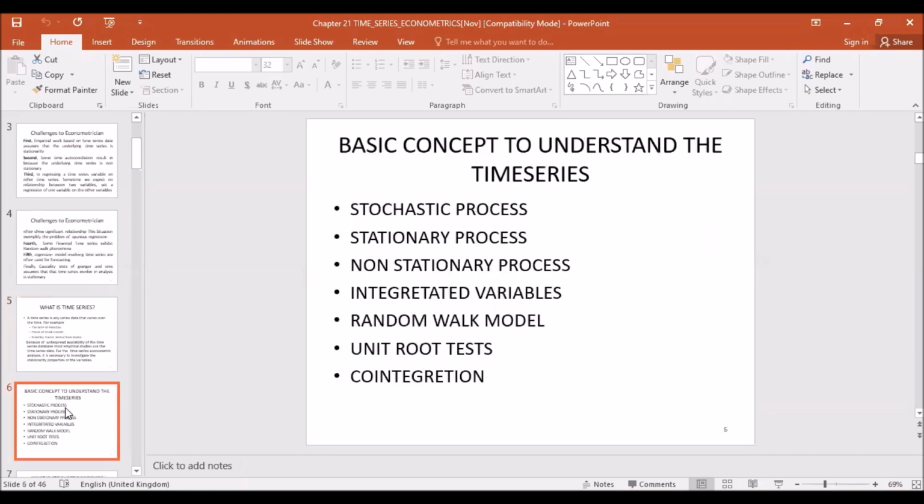So these are the various concepts that we study in these chapters: the stochastic process, the stationary process, the non-stationary process, integrated variables, the random walk model, the unit root test, and the cointegration test. These are the concepts that will be discussed and will be useful for performing the analysis.